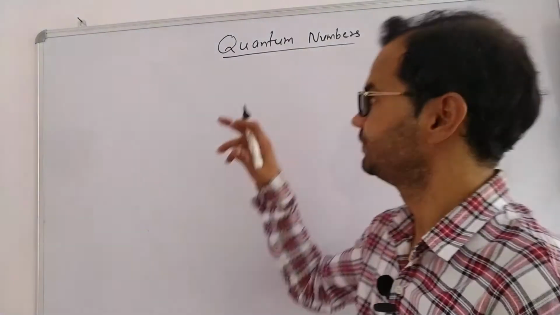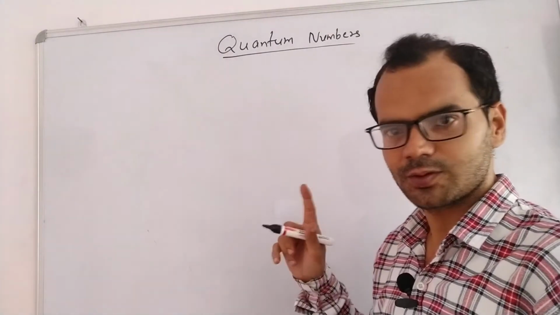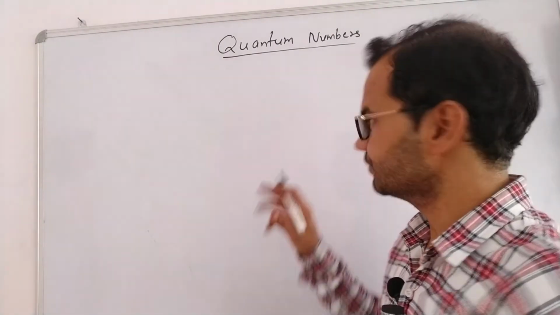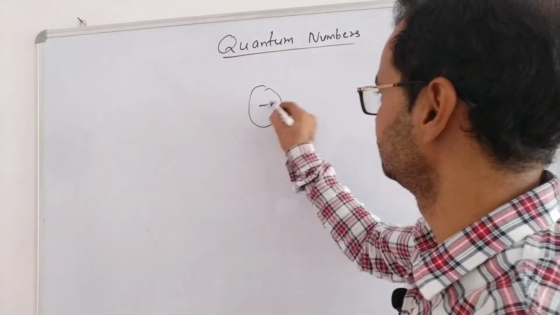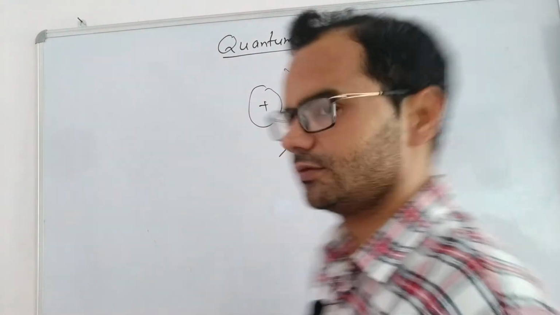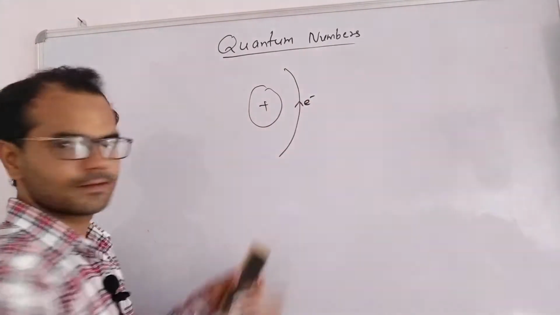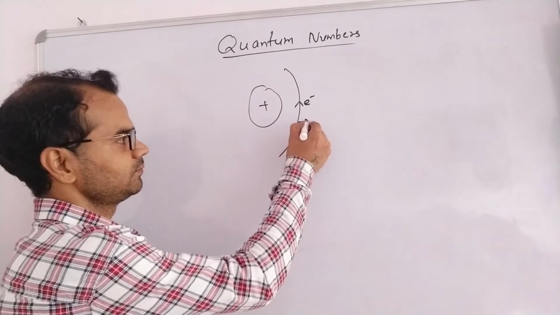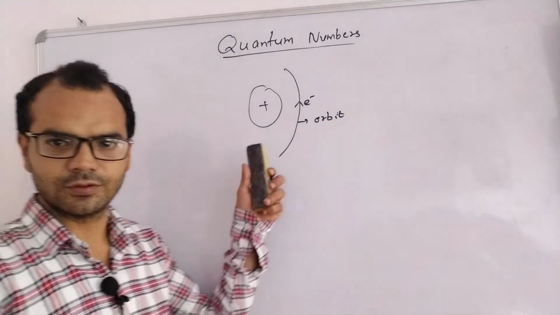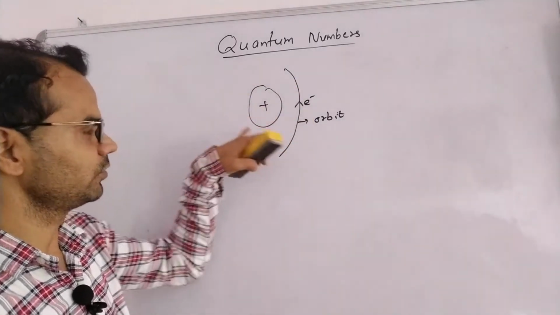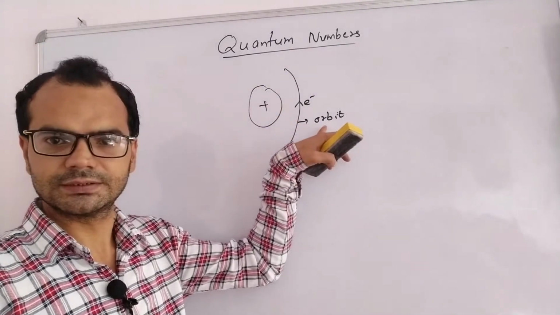Today we will discuss quantum numbers for class 11 chemistry. It is most important, and let's go back to the Bohr model. Bohr said that electrons revolve in a stationary path called an orbit. Bohr concluded that electrons revolve around the nucleus in a circular path. Those circular paths are called orbits.